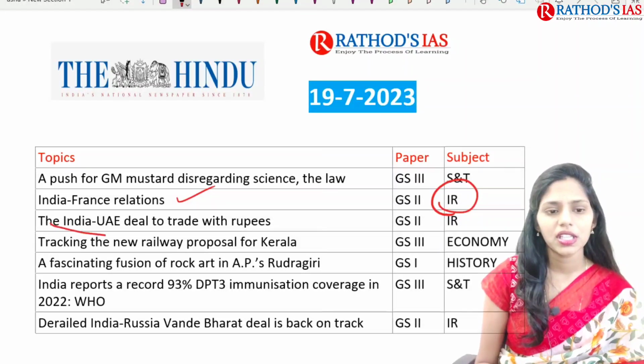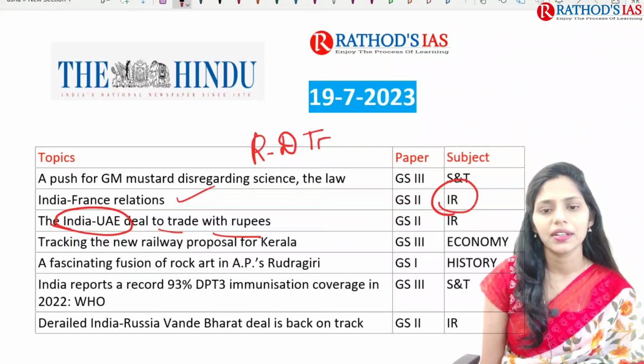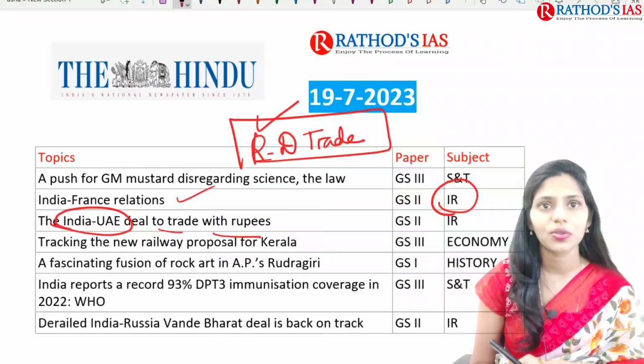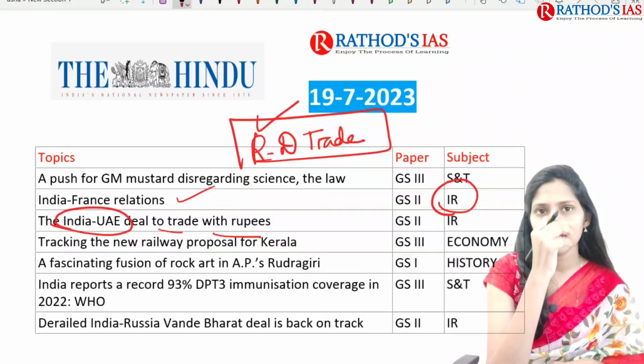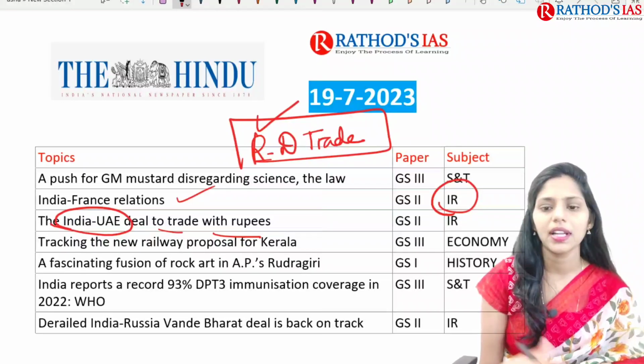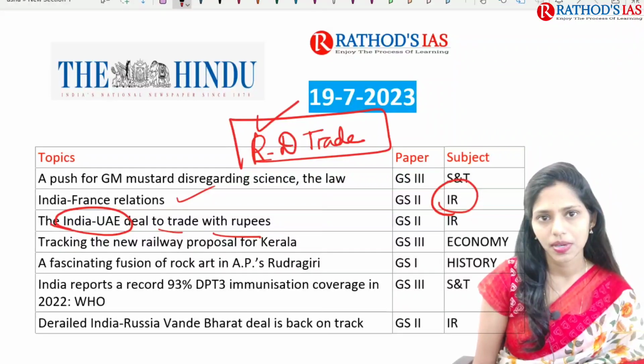And the next topic is the India UAE deal to trade in rupees. This article is talking about rupee-dirham trade. In yesterday's lecture and the day before yesterday's lecture also, we discussed this topic. Now let us try to understand briefly this rupee-dirham trade, and this topic is important from international relations, which comes in GS paper 2.